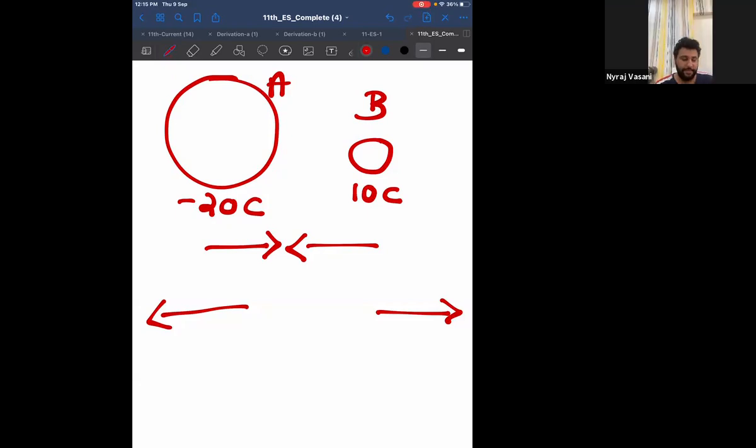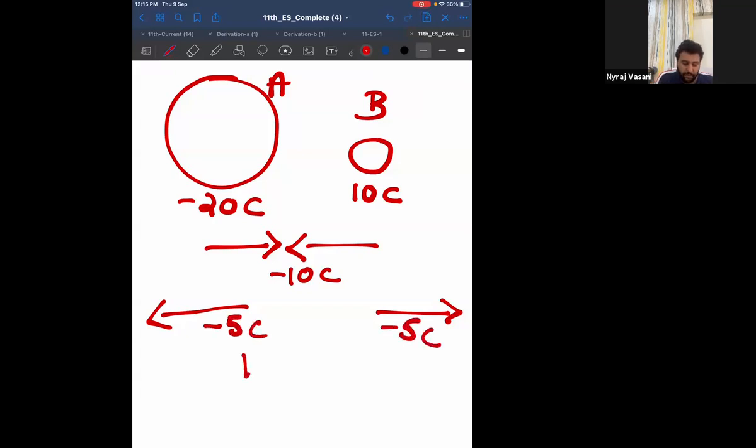Okay, the answer will be, listen to this. When the two spheres, minus 20 and plus 10, are brought together, the total charge will be minus 20 plus 10, which is minus 10, correct? The combined charge. Once they are separated, each sphere will get half of it. So what is half of minus 10? Each sphere will get minus 5 coulomb.